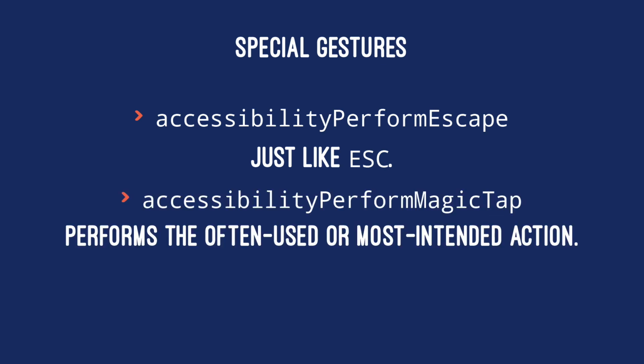Another one is also the accessibility magic tap, which is an interesting one because it allows people to use the most intended or most often used action. So for example, in an audio app, it would be play and pause. During a call, it would be pick up and hang up, those kinds of things. So if you have an action that probably 99% of the time people will use, add it under the magic tap.